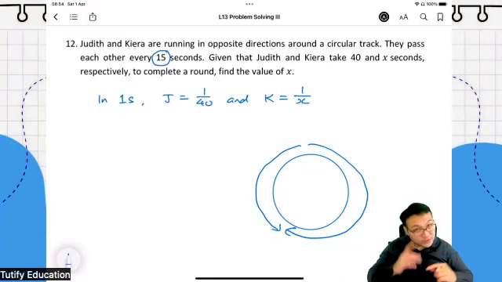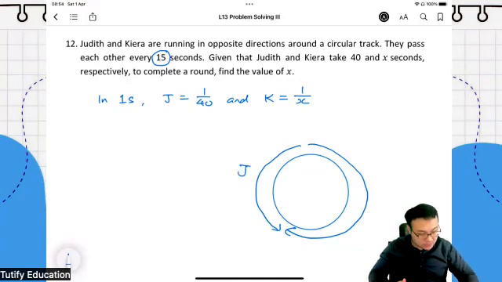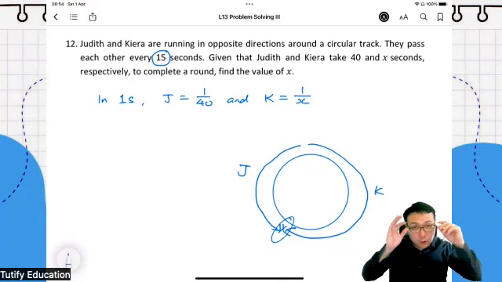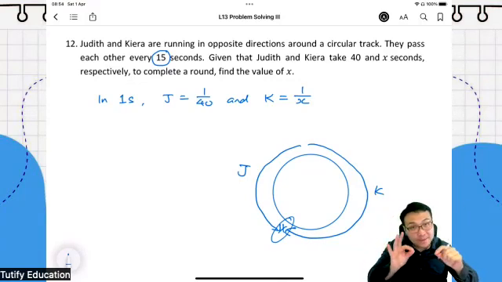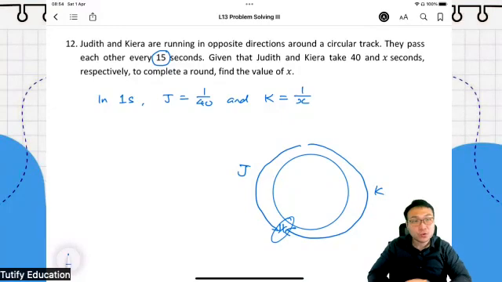If they want to pass by each other, then Judith must run until here. Then Kira must run until here. Then they will pass by each other here. Yes or no? Then can I say that total, you add them together, Judith plus Kira, they can run 1 circle in 15 seconds? Yes or no? Correct.